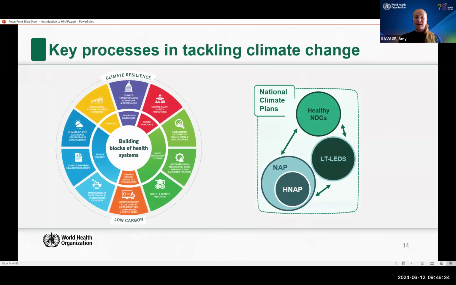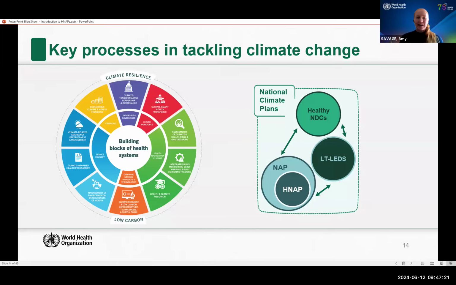So there's a range of climate plans, and I mentioned some of them before, and some of them are mentioned here. The nationally determined contributions, long-term low emissions development strategies, and of course the National Adaptation Plan process. And the HNAP fits into the NAP process, but you can see from the arrows in this diagram that they're all interlinked and aligned. So we hope, for example, that the HNAP would fully align with what's in the adaptation chapter of the NDCs. And then on the left, you see the WHO operational framework for building climate resilient and low carbon health systems. And as I mentioned, this is a really critical tool for developing a Health National Adaptation Plan. It's a practical tool.